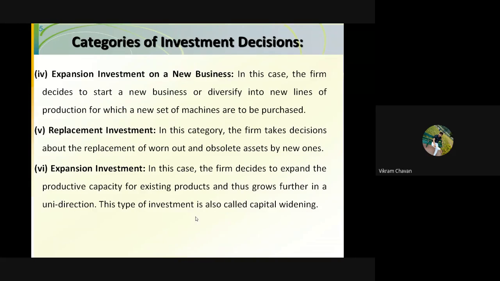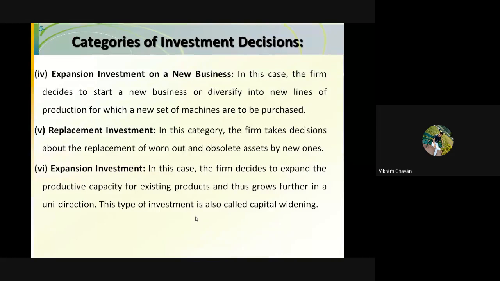Okay, so replacing such an old asset or worn out asset by new assets or new machineries, that is nothing but what? Replacement investment. Then expansion investment.